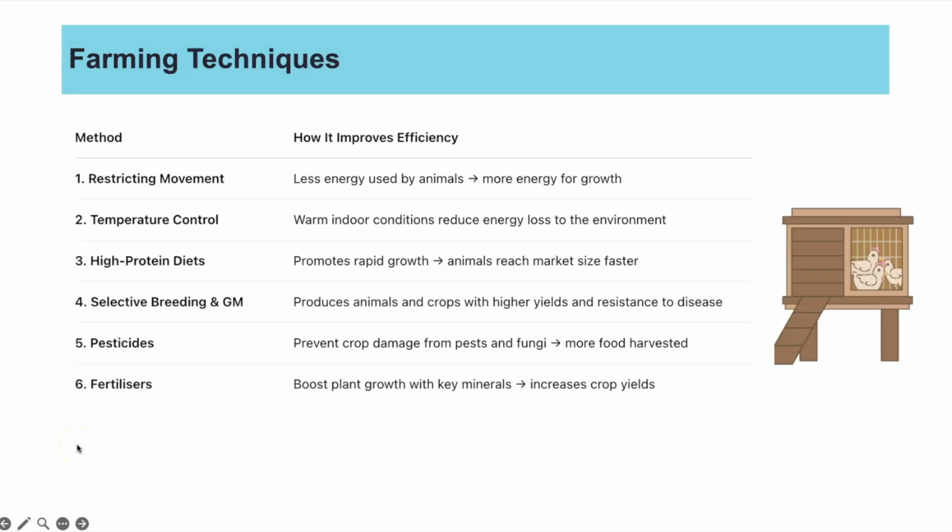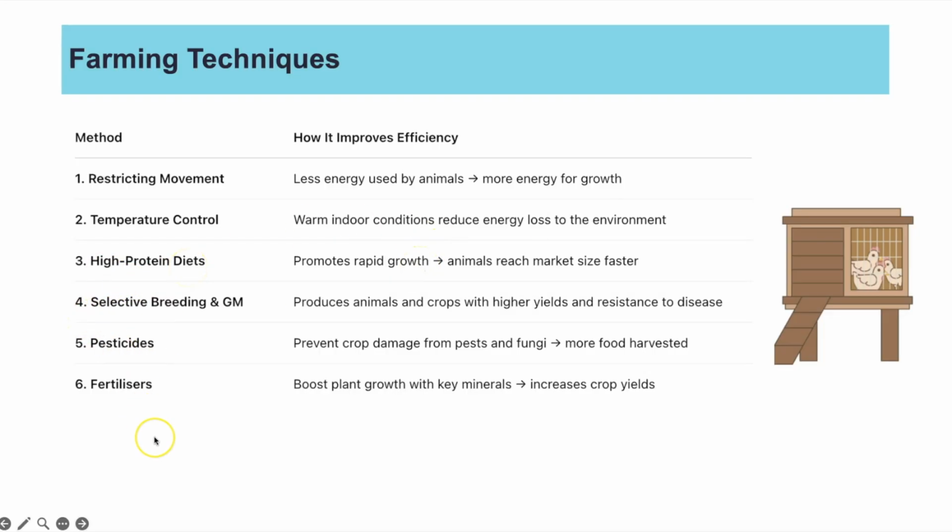So in terms of having efficient farming techniques, here are some of the things that could come up. So if you reduce the movement of an animal, they're going to have less energy wasted from movement because they can't move. Whether that's ethical is a different thing, but it is going to be efficient. Temperature control, so keeping animals indoors means that they're going to be warmer and therefore you'll have less energy losses to the environment. Animals are sometimes given high protein diets, so they grow more rapidly.